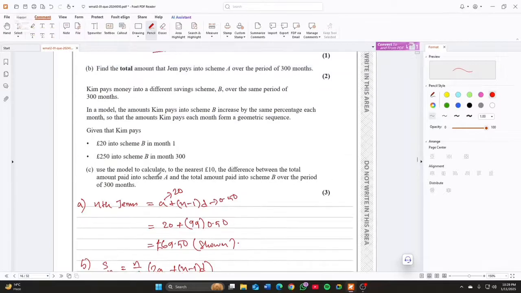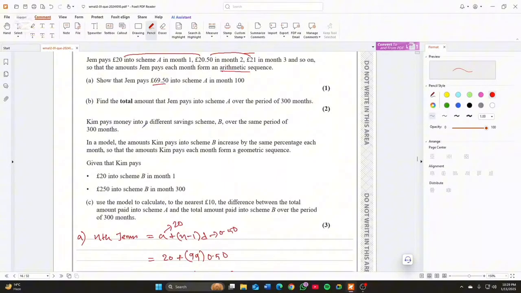Then it says that Kim, another person, pays money into a different savings scheme B over the same period of 300 months. But here the scheme B increases by the same percentage each month, so that what Kim pays each month forms a geometric sequence. Okay, so the previous one was an arithmetic sequence, now it's a geometric sequence. So for Kim, he pays 20 pounds in month 1, and in month 300 he pays 250 pounds.